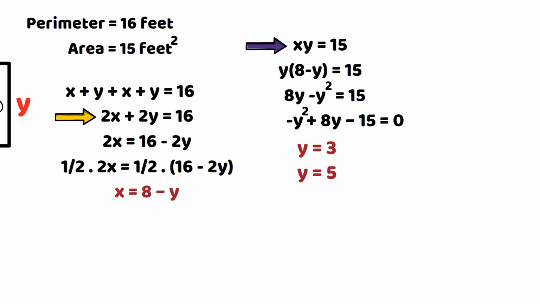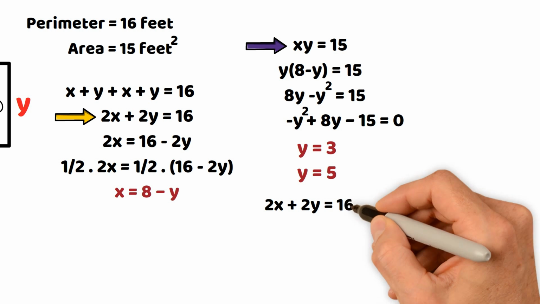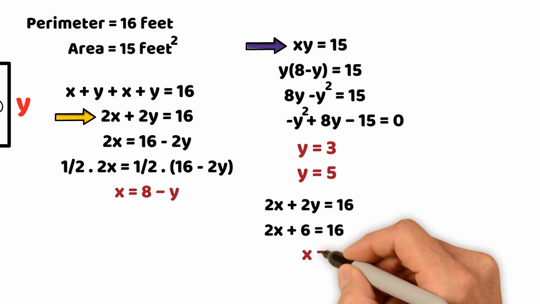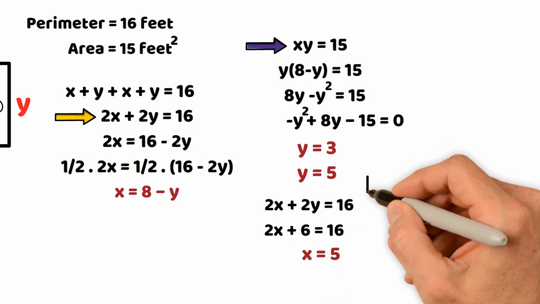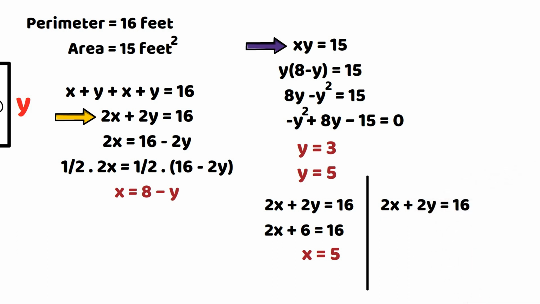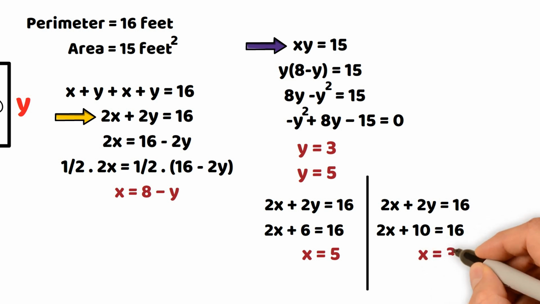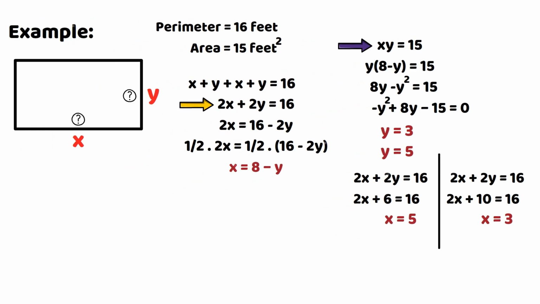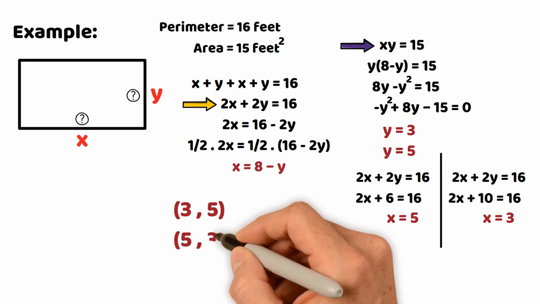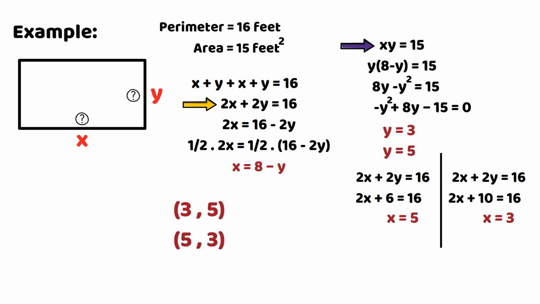If y is 3, then 2x plus 2y equals 16 means that 2x plus 6 equals 16. Subtract 6 from each side, then divide by 2, and x equals 5. If y is 5, then since 2x plus 2y equals 16, it means 2x plus 10 equals 16, and subtracting 10 from each side, 2x equals 6, which makes x equals 3. Therefore, our two solutions are x equals 3 and y equals 5, and the other one is x equals 5 and y equals 3. Or in graphing form, (3, 5) and (5, 3).